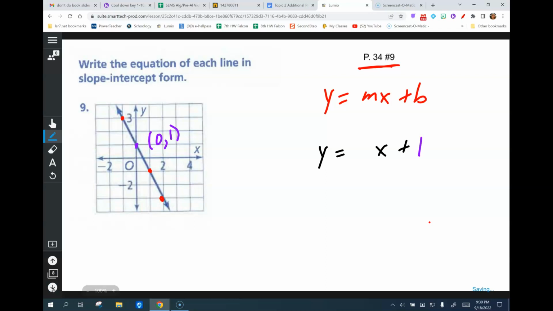So b is 1. Good, let's find our slope. What point do you want to start at? I'm just going to start at this one. I'm going to go down 2. So I went down 2, and I went to the right 1. So our slope is negative 2.